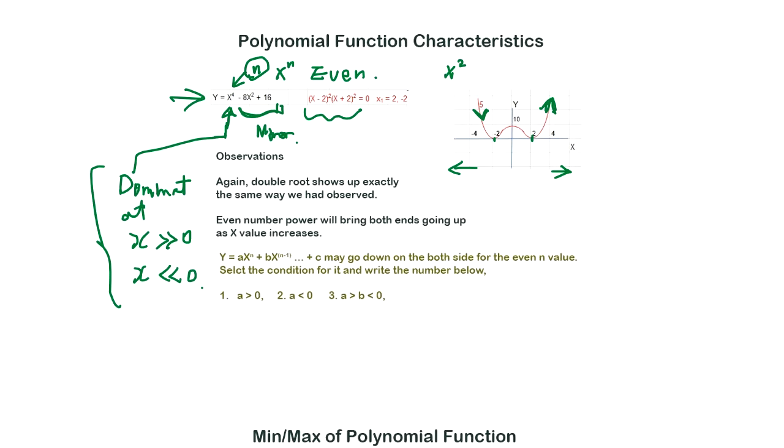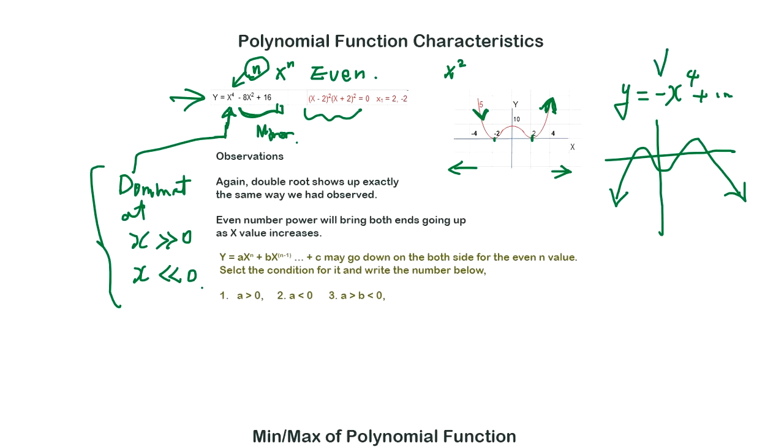And if there is a negative sign here, then you know it looks like this. You have to flip the entire function down, right? Because it's negative. Okay, so we found out more characteristics of polynomials.